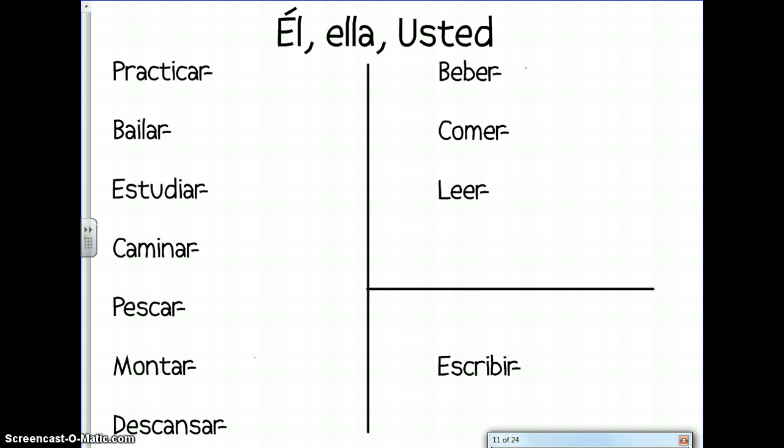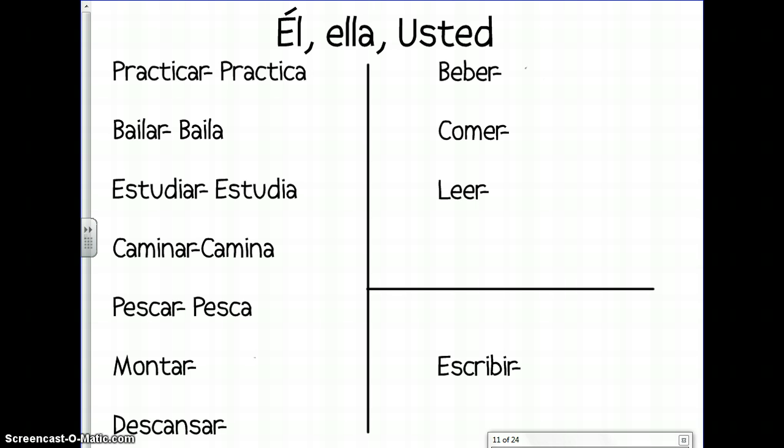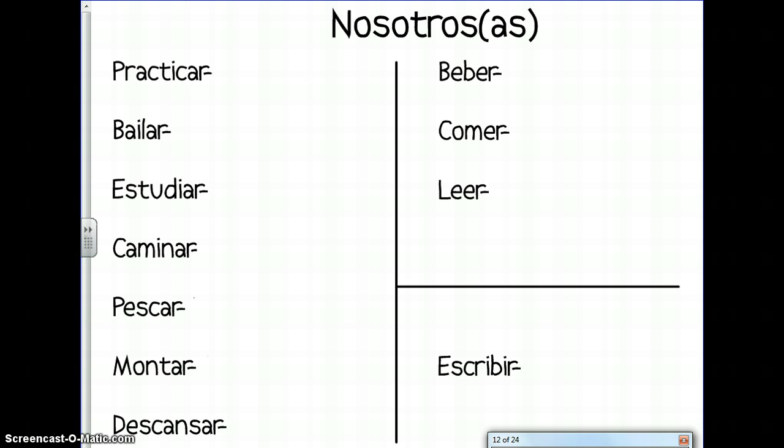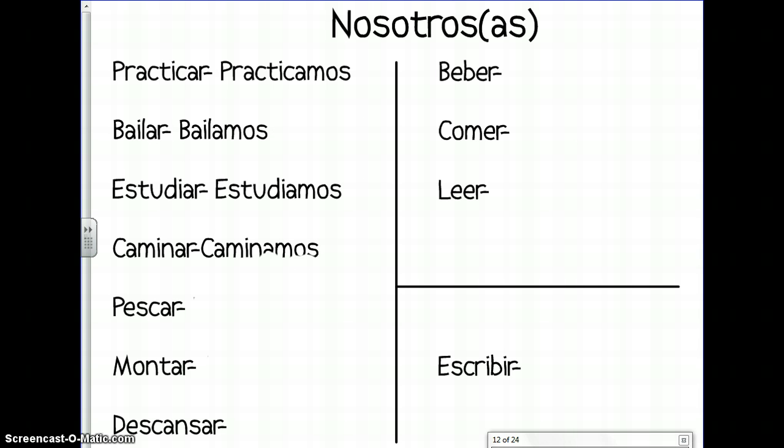Our next subjects, ella, él, and usted, all conjugate the same way. So practicar changes to practica, baila, estudia, camina, pesca, monta, descansa. Beber changes to bebe, comer changes to come, leer changes to lee, and escribir changes to escribe.